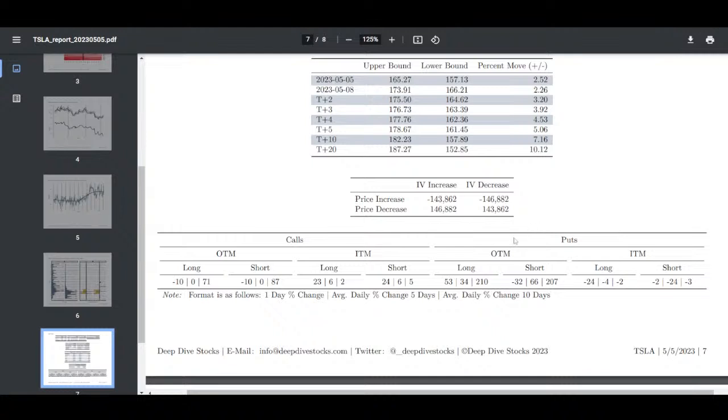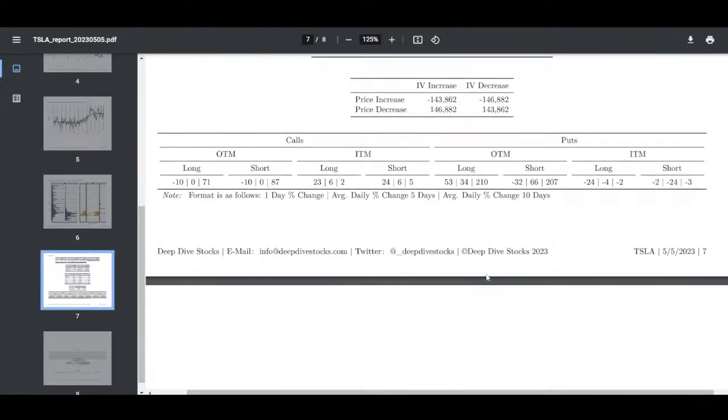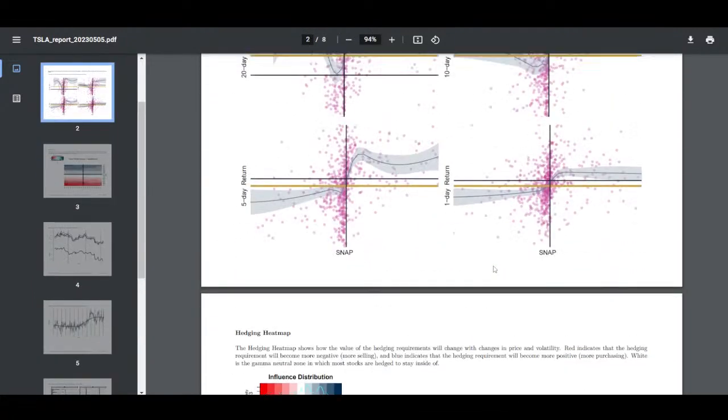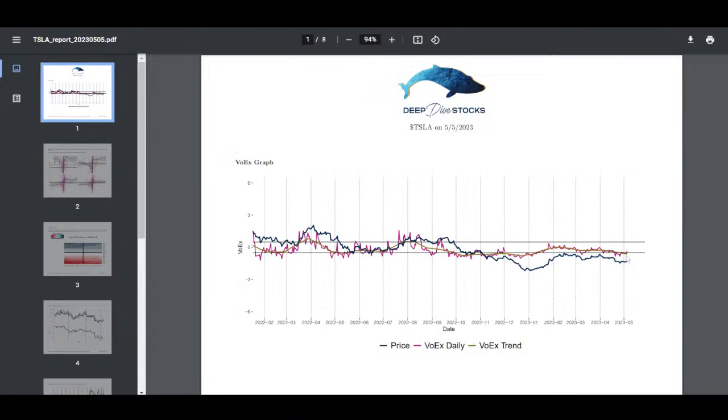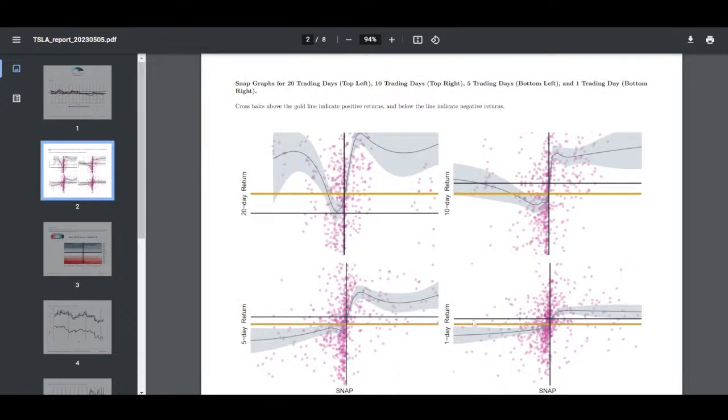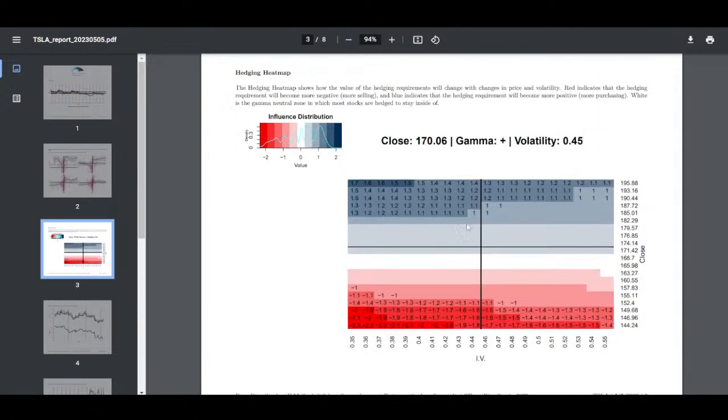Now, if we look here, what do we see right here? A 53% increase in sold puts means people are either betting that IV will drop on Tesla or that price will continue to rise. A 53% increase. So we take all this into consideration, and we look at everything that we have on Tesla. Let's just use Tesla for example. We can see that Voex still has a lot of room higher. We can see that the snap graphs on the 1, 5, and 10 day are bullish. We can see that if price is able to continue moving higher, it will be supported by nice purchasing support.